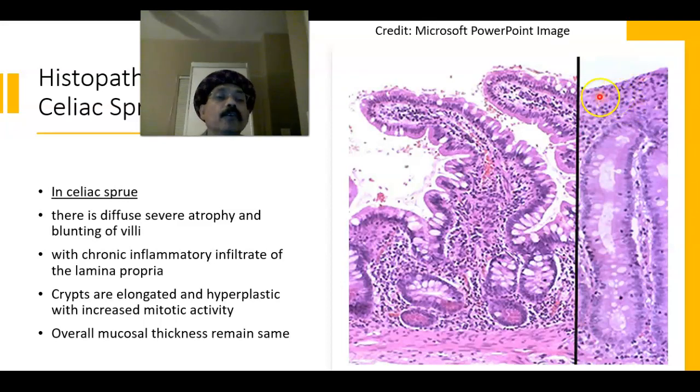Okay, so although the villi with microvilli have been lost from here, the overall thickness of the mucosa is not lost because we have plenty of lamina propria. There is loose connective tissue like this with infiltration of chronic inflammatory cells and very large crypts of Lieberkühn.